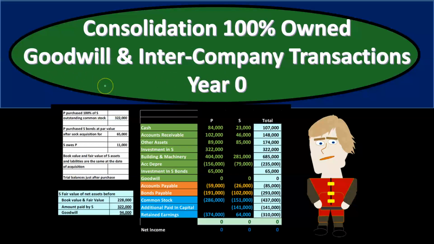We'll be doing this as of year zero. In other words, the purchase is going to take place in year zero. We're going to do the consolidation basically right after that purchase point. Therefore, we're not going to have basically any income statement or temporary accounts that we will be dealing with as we concentrate on the new factors here being goodwill and some intercompany transactions that we need to deal with. Get ready to account with Advanced Financial Accounting.